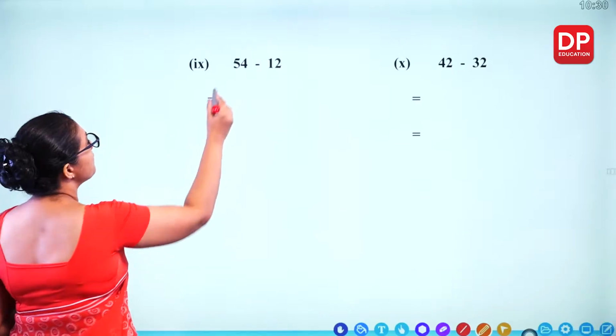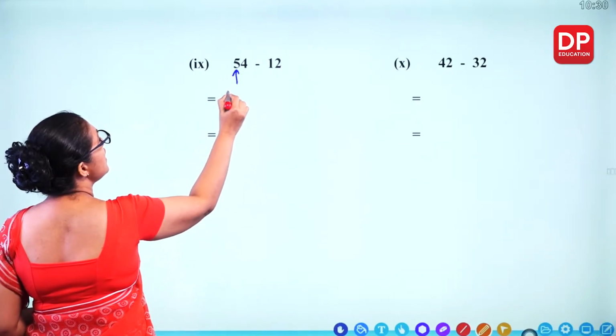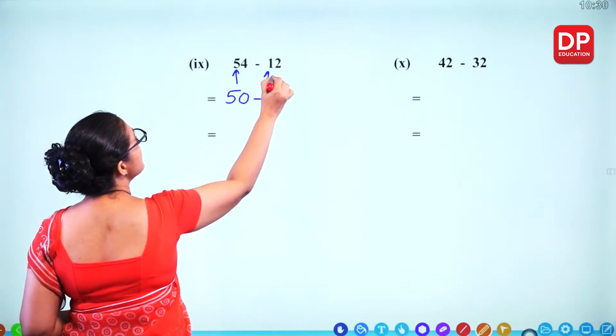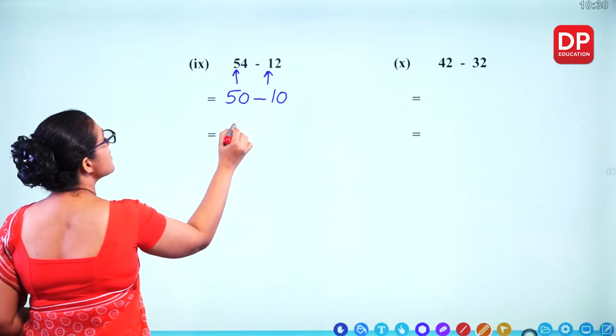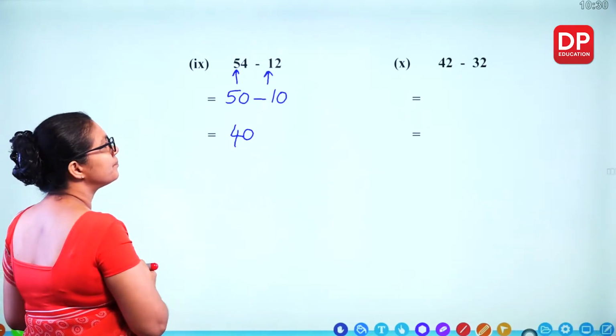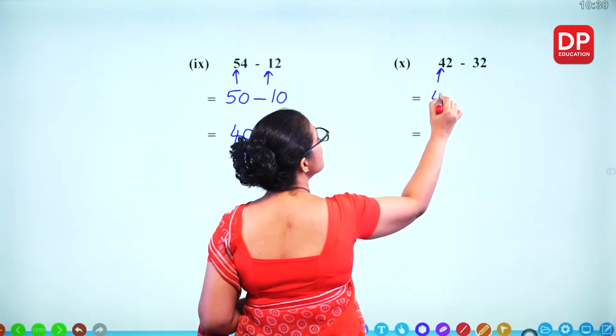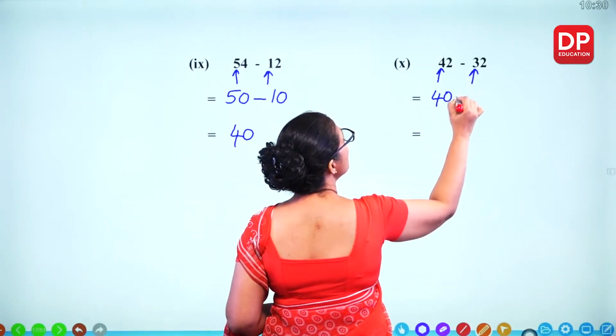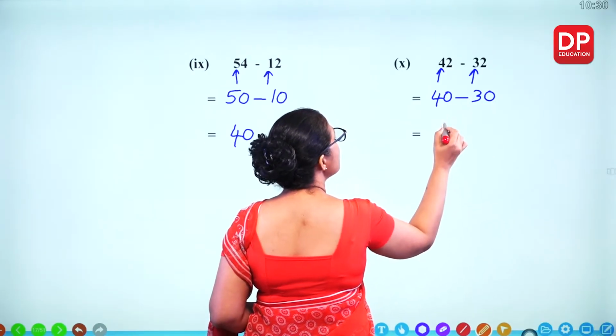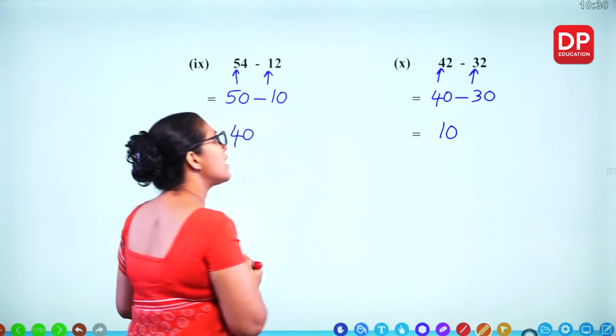54 minus 12. What's the answer here? 50 minus here 10. 50 minus 10 is 40. 42, when you round it, you get 40. 32, when you round it, you get 30. 40 minus 30, you get 10.